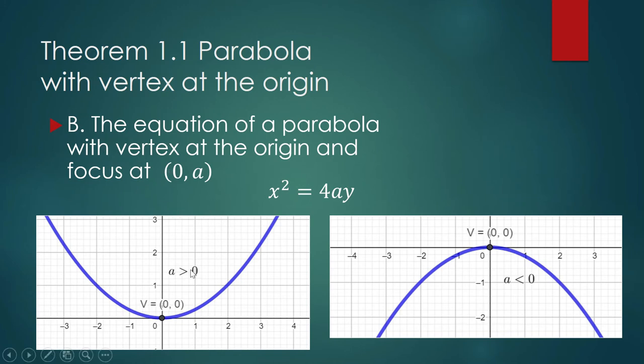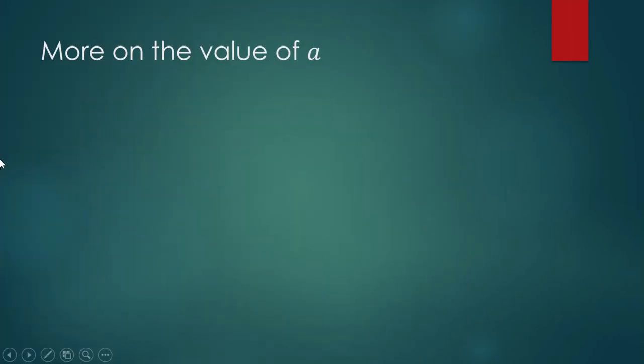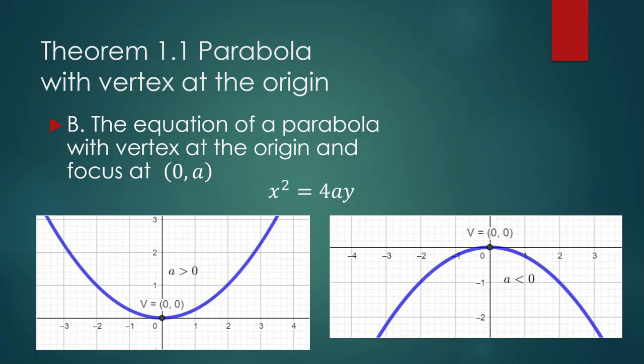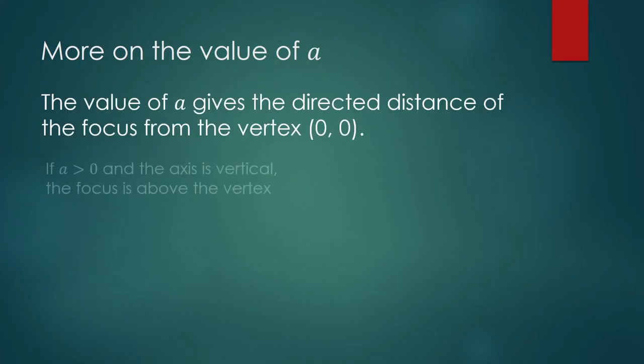If a is greater than 0, your focus is above the vertex, so your parabola opens up. If it is less than 0, your focus is located below the vertex. Your parabola opens down. More on the value of a.